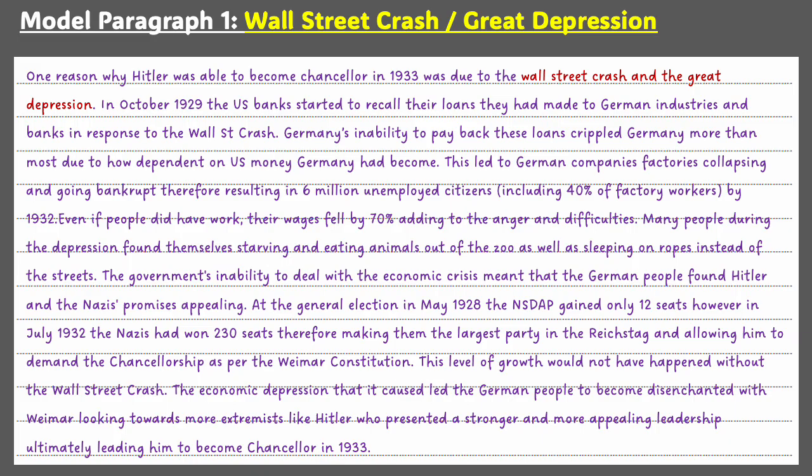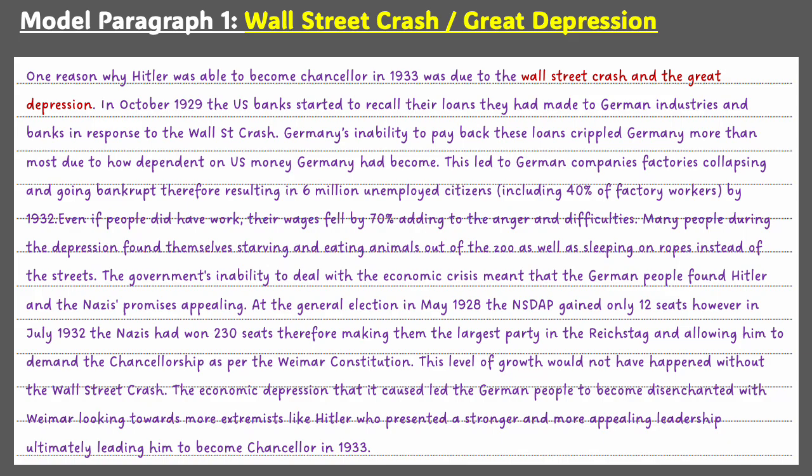The government's inability to deal with the economic crisis meant that the German people found Hitler and the Nazis' promises appealing. At the general election in May 1928, the NSDAP gained only 12 seats. However, in July 1932, the Nazis had won 230 seats, therefore making them the largest party in the Reichstag and allowing him to demand the chancellorship as per the Weimar Constitution. So we're going back to the question there, aren't we, about why this has helped him become chancellor. This level of growth would not have happened, bit of analysis in here for us now, without the Wall Street crash.